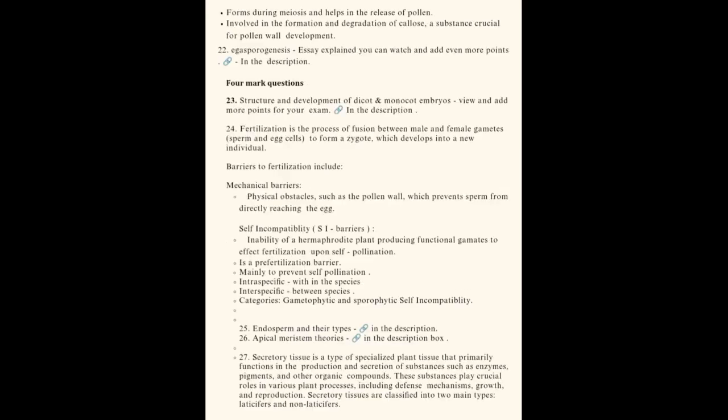21. P. tapetum and C. tapetum. P. tapetum, post-meiotic tapetum: develops after meiosis and supports the maturation of pollen. Provides nutrients to developing pollen grains. C. tapetum, callose tapetum: forms during meiosis and helps in the release of pollen. Involved in the formation and degradation of callose, a substance crucial for pollen wall development.